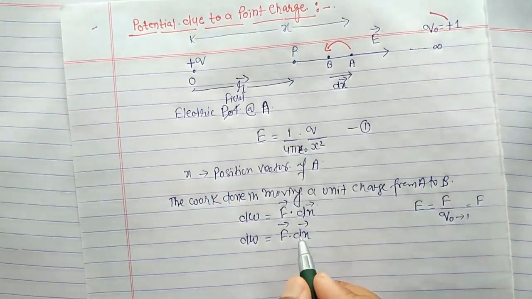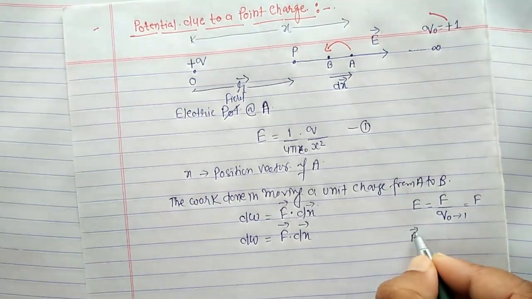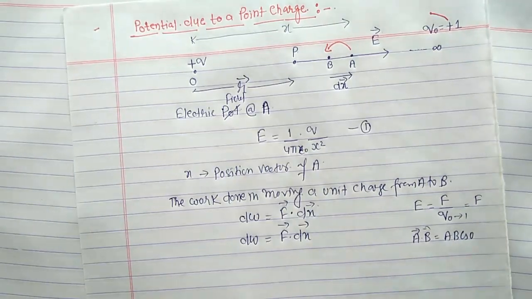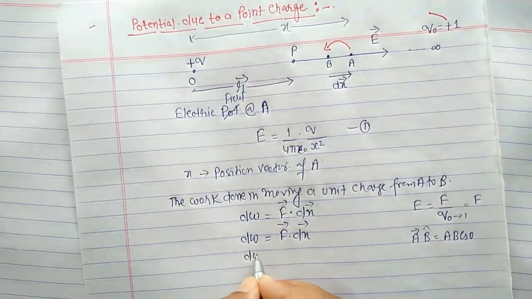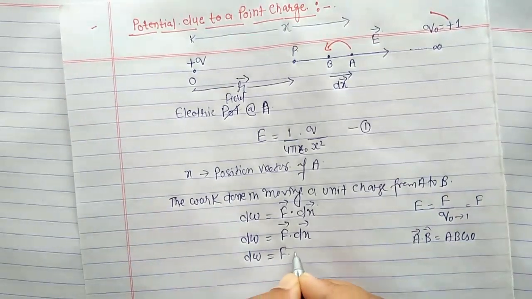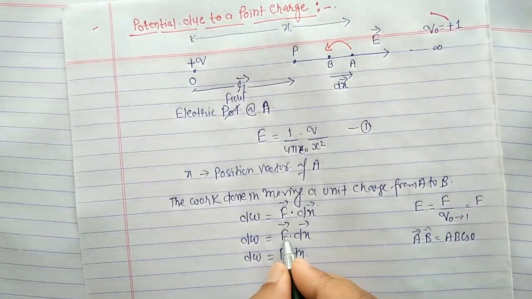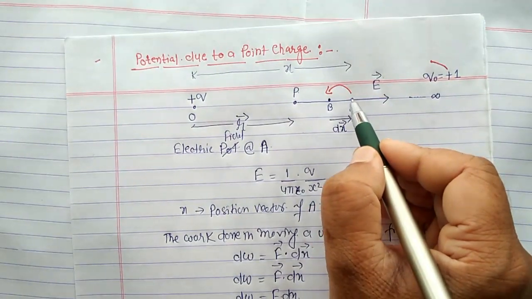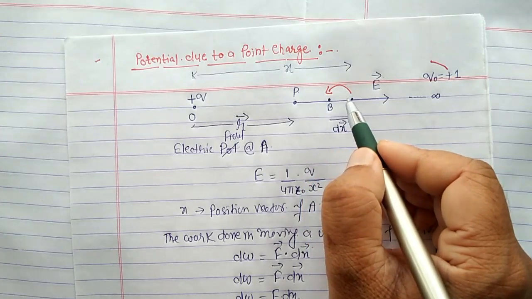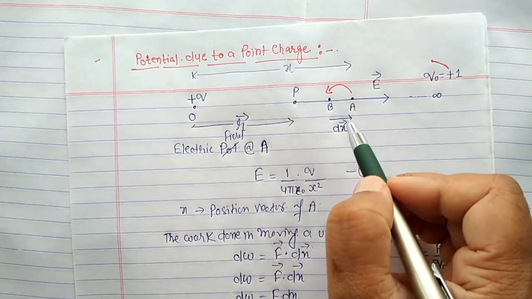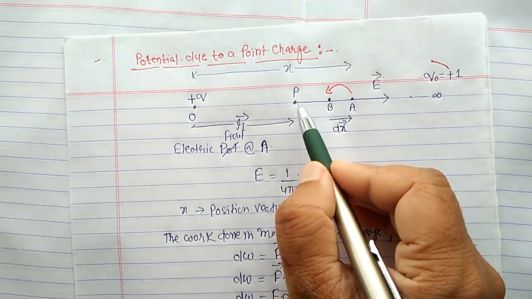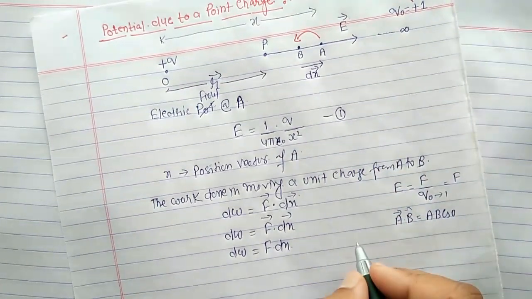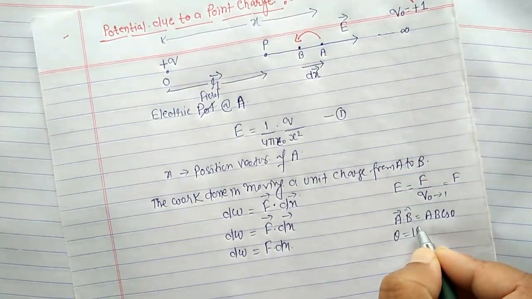The dot product of two vectors can be written as A dot B is equal to A magnitude, B magnitude, and cos theta. So here dW will be F magnitude, dx magnitude, and the cosine of the angle between these two vectors. Just look at this diagram. We have to bring this charge from A to B, so the direction of displacement will be A to B, and the force will be from B to A. These two vectors are opposite to each other, so theta will be 180 degrees.